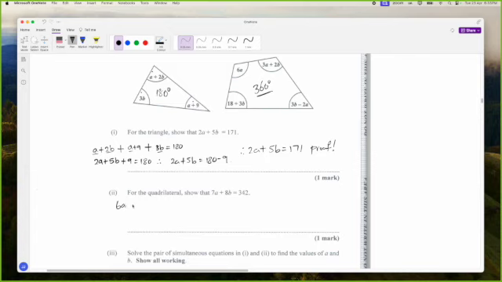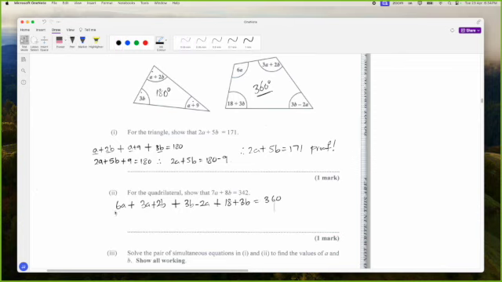6A plus 3A plus 2B. So I'm adding up all of the angles, plus 3B minus 2A plus 18 plus 3B. So adding up all of these angles, they're supposed to give you 360 degrees.